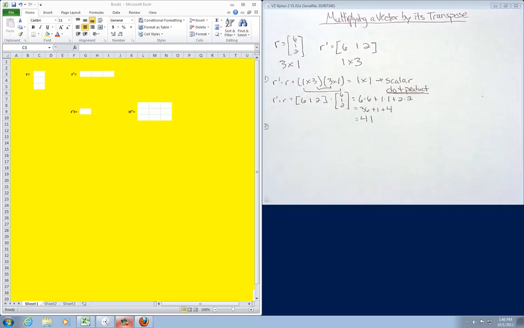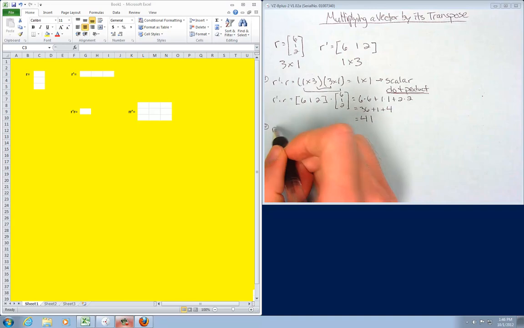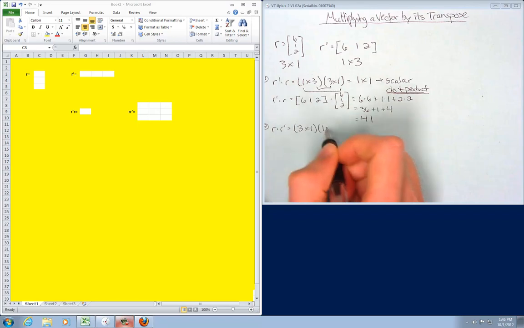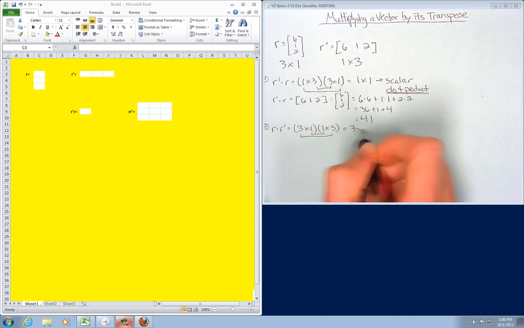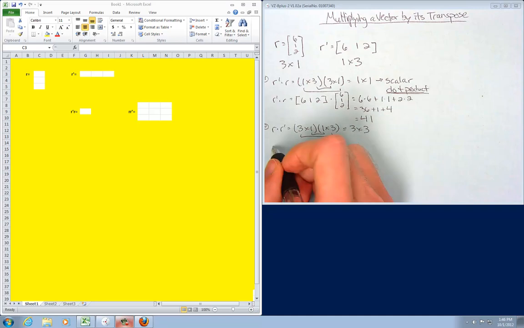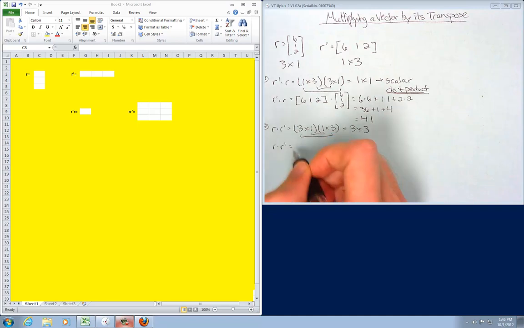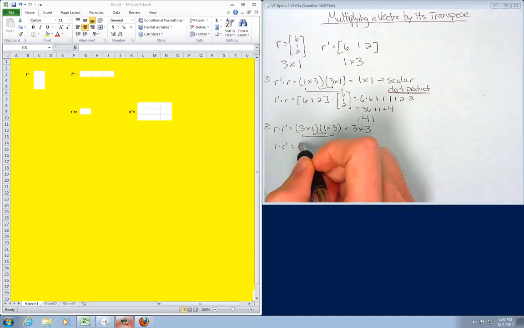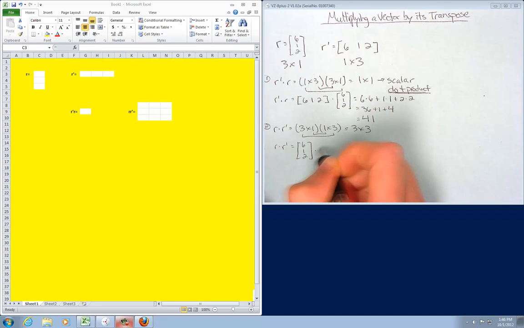Now let's do the other one. You can have R times R transpose. R is a 3 by 1, transpose is a 1 by 3, so the resulting matrix is a 3 by 3 matrix. So let's demonstrate that here. R times R transpose. 6, 1, 2. 6, 1, 2.